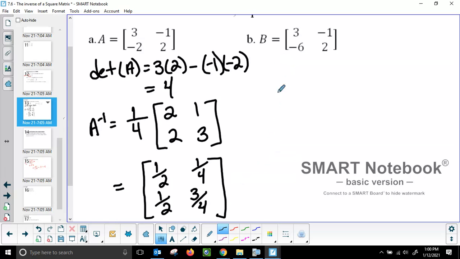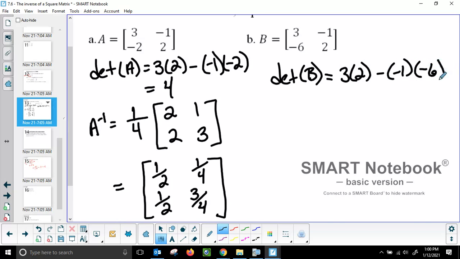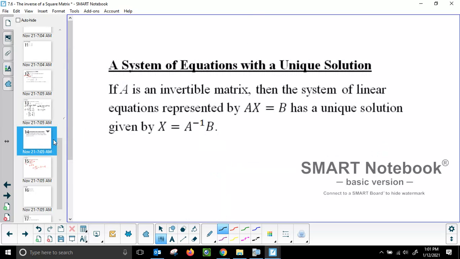All right, we can try B here. So if we do the determinant of B, we do AD minus B times C. So we get 6 minus 6, which equals 0. Since our determinant is 0, there is no inverse here. So B is what we call singular. All right, and that's it.